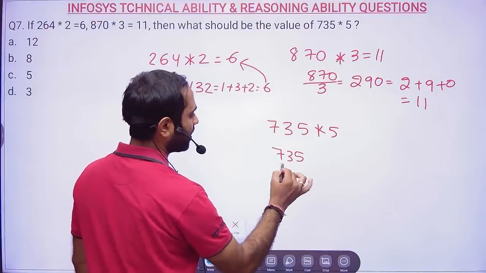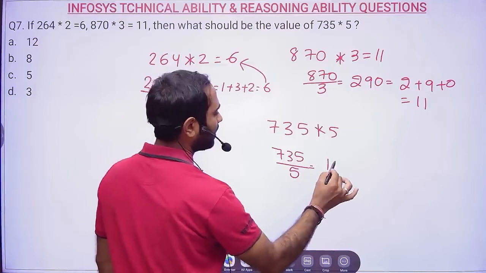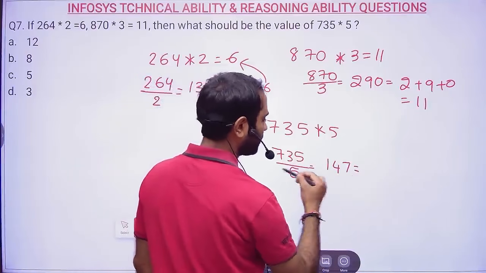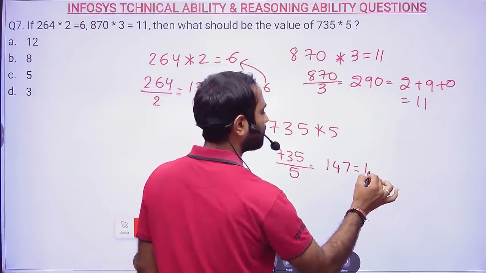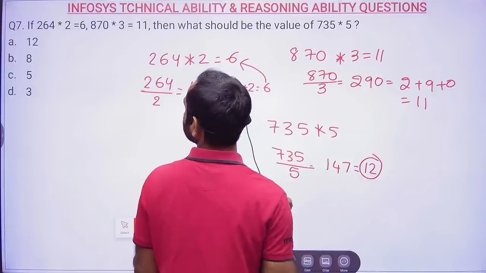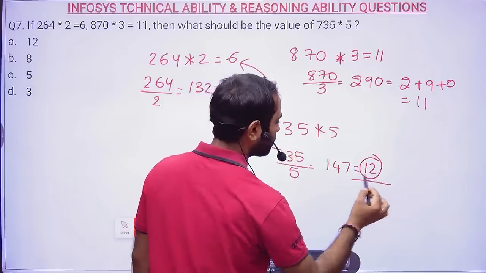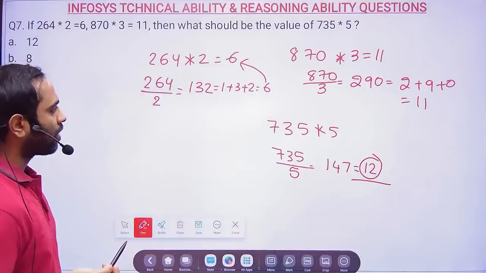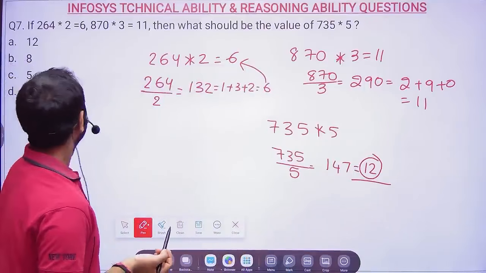735 divided by 5, 14 times 70 and 7 times 35. 4 plus 1, 5 plus 7, 12. Okay. And now, here is what we have to do.